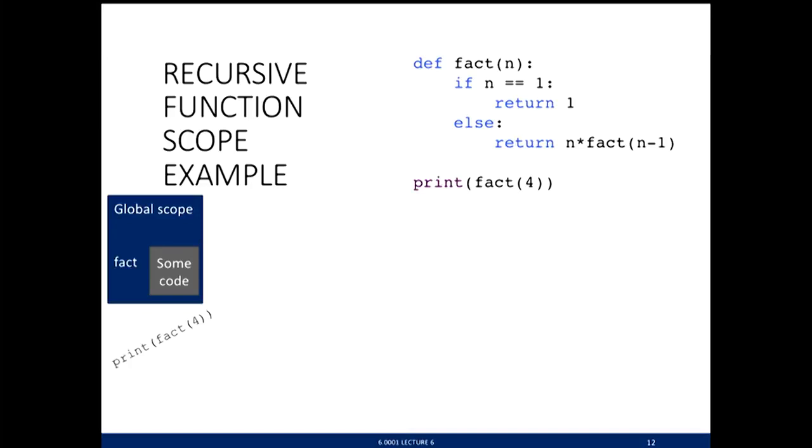So when I evaluate that in Python, it creates a definition that binds the name fact to some code, all of that stuff over here, plus the name for the formal parameter. It hasn't done anything with it yet. And then I'm going to evaluate print of fact of 4. Print needs a value, so it has to get the value of fact of 4. And we know what that does. It looks up fact. There it is.